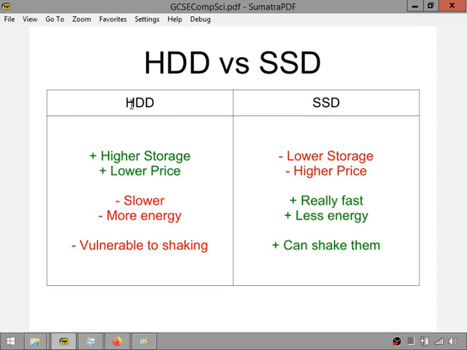Another bad thing about hard drives is that they are vulnerable to shaking. If you were to drop or shake your hard drive, there is a good chance you are going to scratch that disk against the head that moves along it. Whereas with a solid state drive, there are no moving parts, so you can shake it as much as you want, which means solid state drives are ideal for things like smartphones and tablets and laptops.